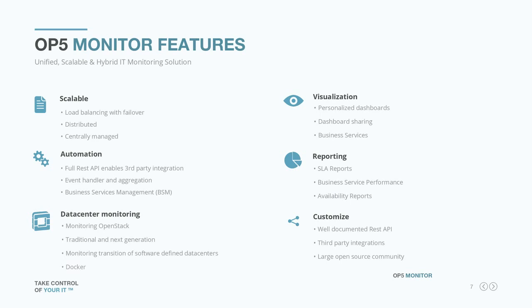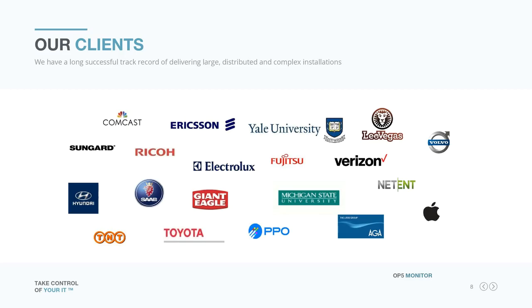And OP5 Monitor has lots of reports. Among others are SLA reports, business service performance, and availability reports. And everything is customizable. We have a well-documented API, and we can integrate with third-party software really easily. And to top it all off, we got a really large open source community. It's hard to do it better.